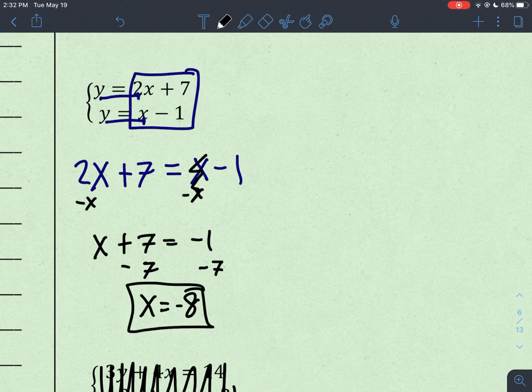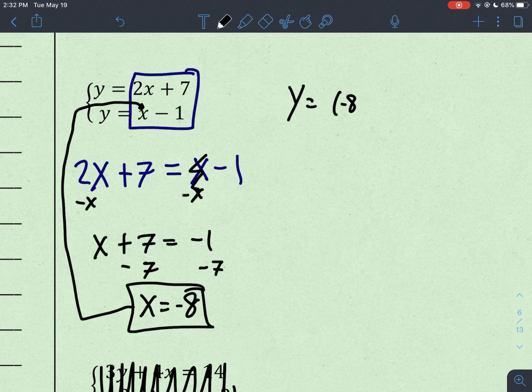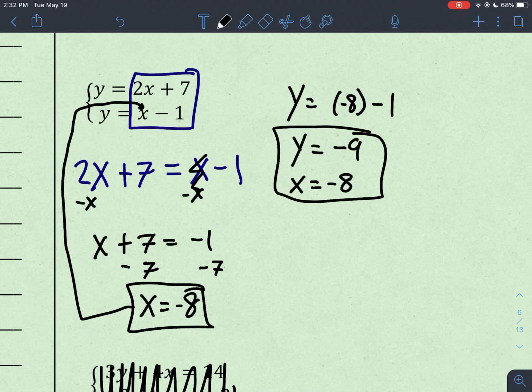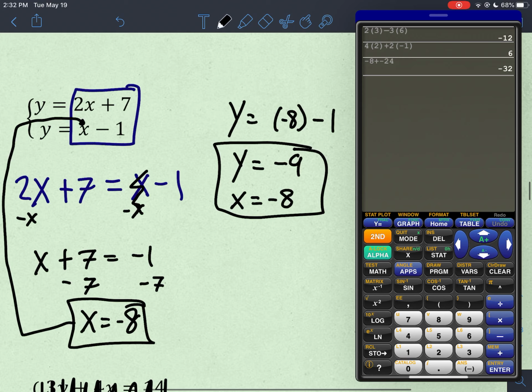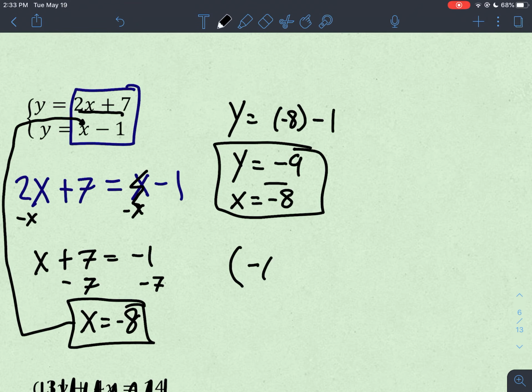As we did before, we want to go back to the original equations and plug in negative 8. Let's go to the bottom one. It's going to make our life a little bit easier. So I have y equals negative 8 minus 1, so y is going to end up being negative 9. If I know my x is negative 8 and my y is negative 9, let's plug these into the other equation just to make sure it's true. It's going to be 2 times negative 8 plus 7. And we know that it's going to be negative 9. So hit enter. It comes out to negative 9. It checks out. So I know my ordered pair is going to end up being negative 8, negative 9.